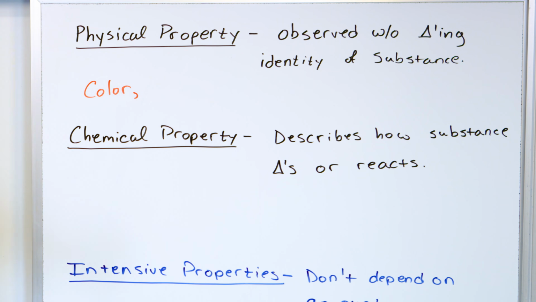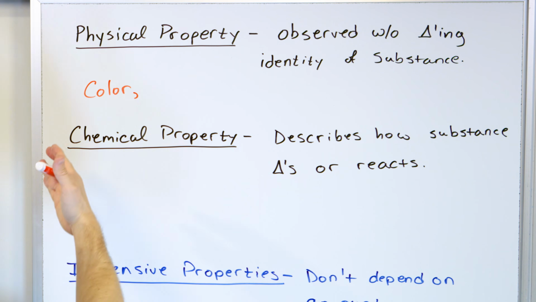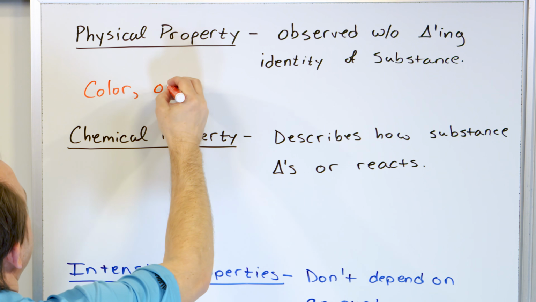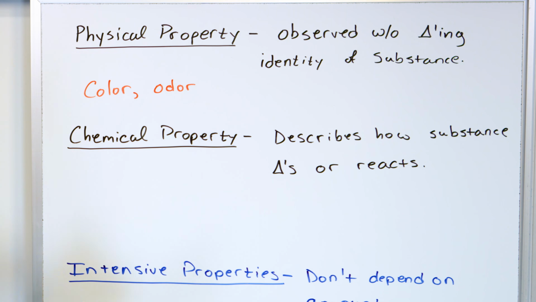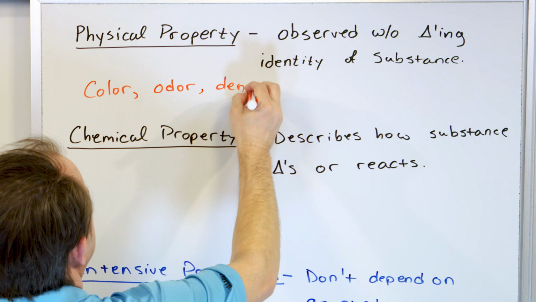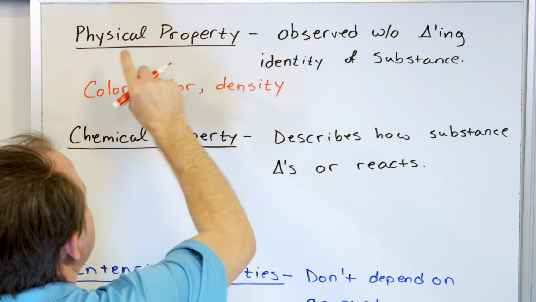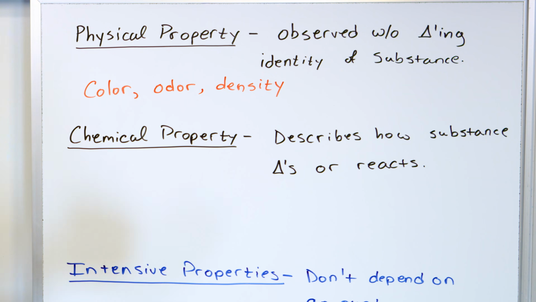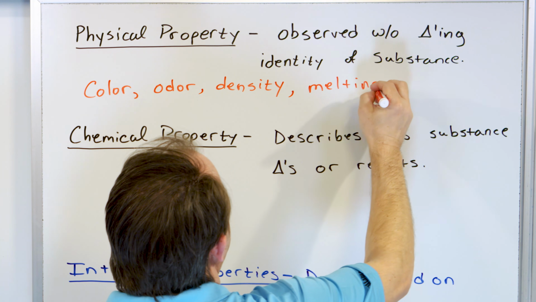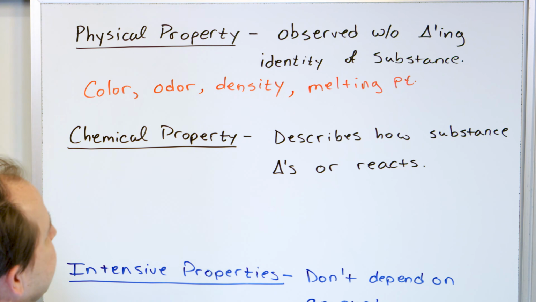You can determine if something's red or blue or whatever without changing it. You just observe it, right? You don't make any alteration. What about the odor of a substance? Well, that doesn't really change anything either. What about the density? These are just examples. There are many, many, many physical properties, okay? What about the melting point? And the boiling point, and so on.